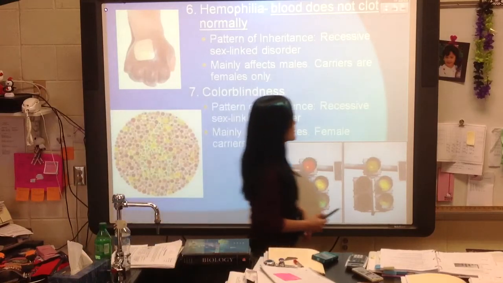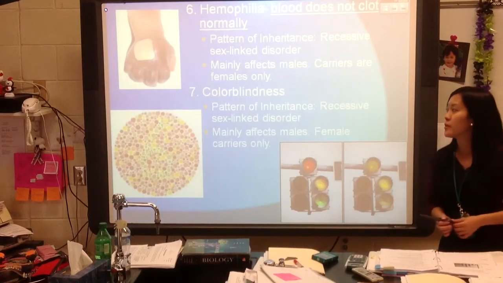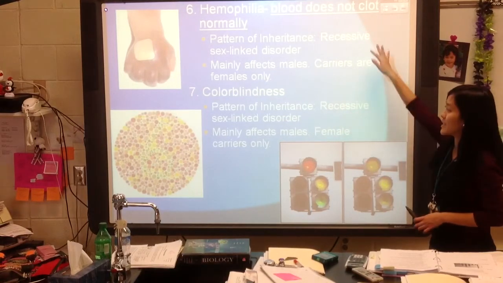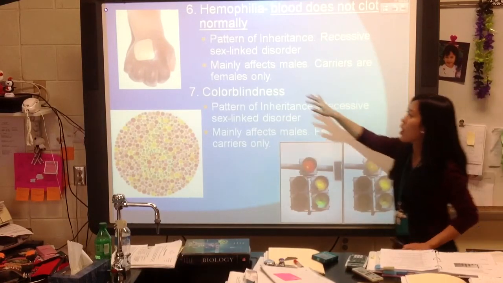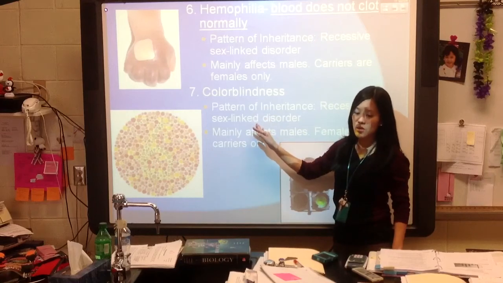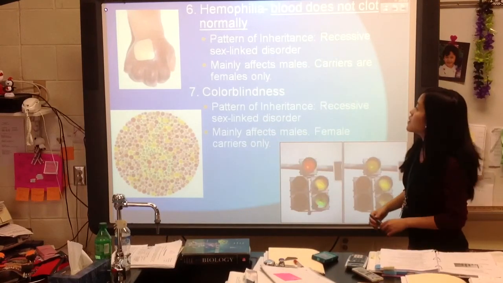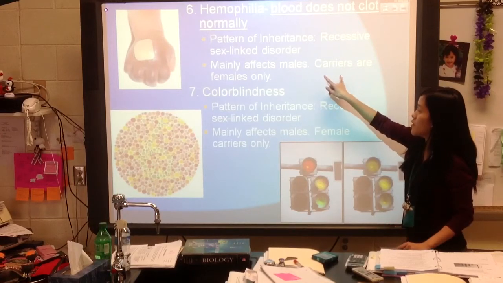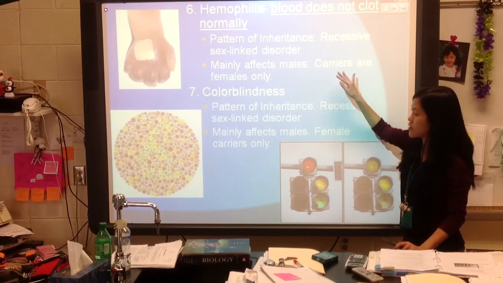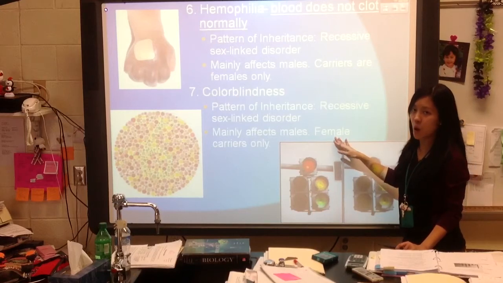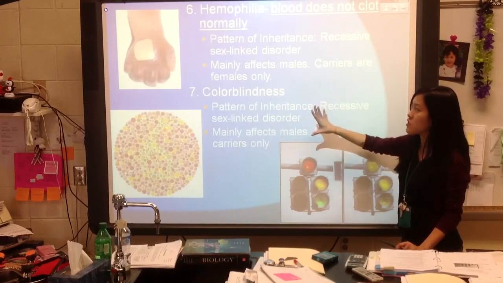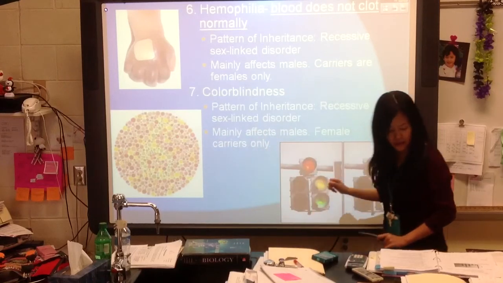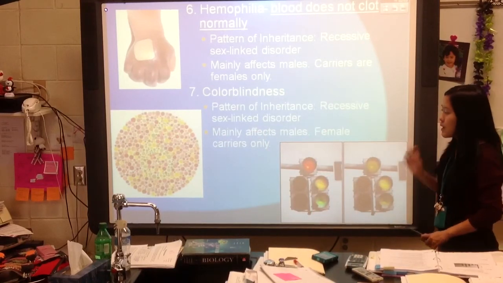The next disorder we have mentioned before is hemophilia and color blindness. Both of these are recessive disorders, and they are also both sex-linked disorders. With this, you do need to know that they're recessive. You also need to know that there are no male carriers. Carriers for sex-linked diseases are only female. Notice that these two are sex-linked. You might want to bracket them together around the 6 and the 7 to make sure you know the difference.